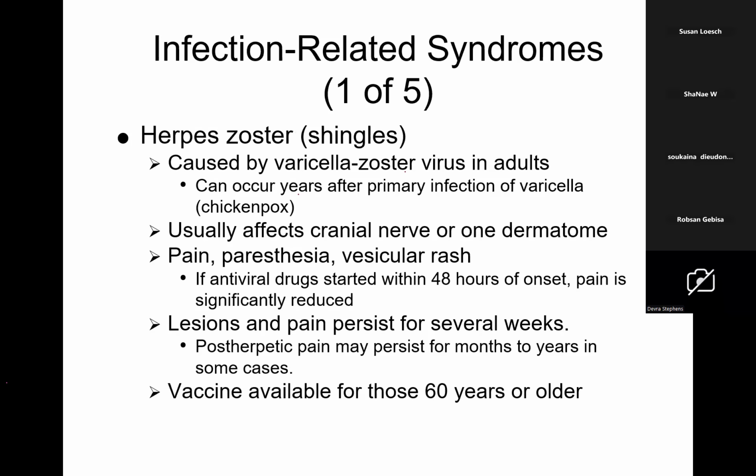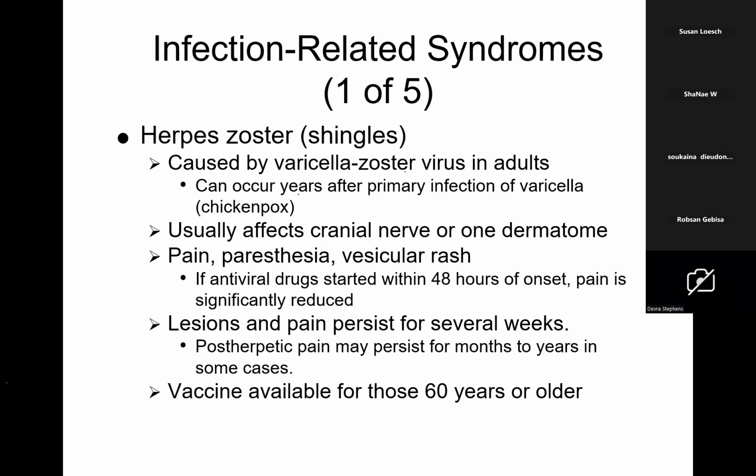Herpes zoster or shingles. This is caused by varicella zoster in adults. And we usually see it after they've already had an infection with chickenpox or varicella. So usually they have that varicella infection in childhood.